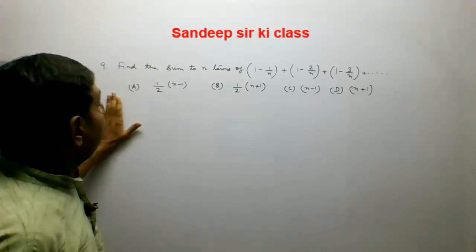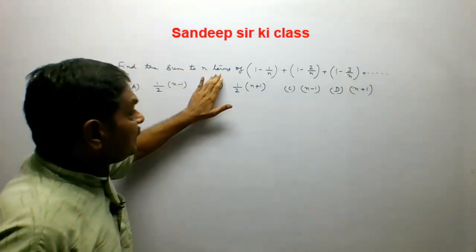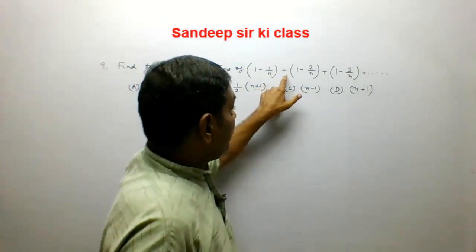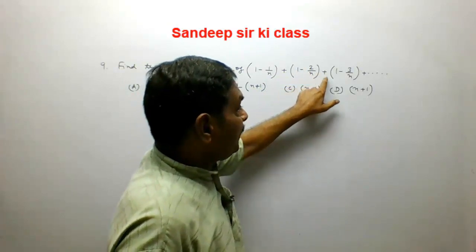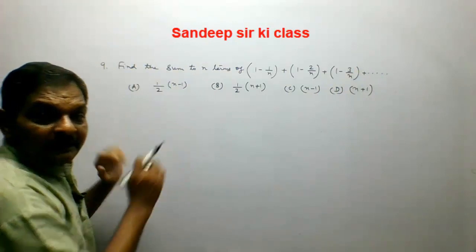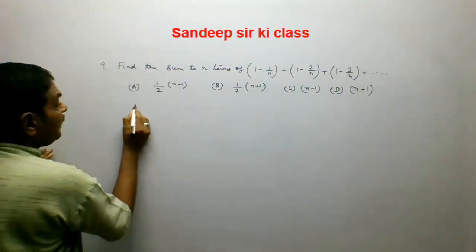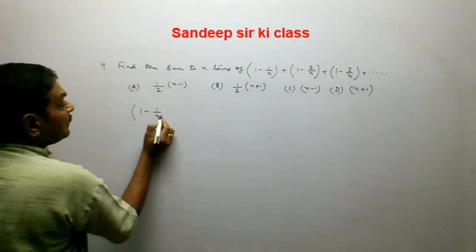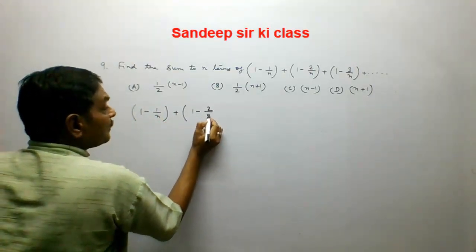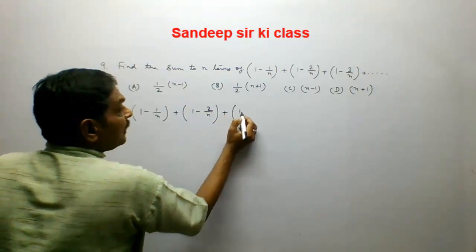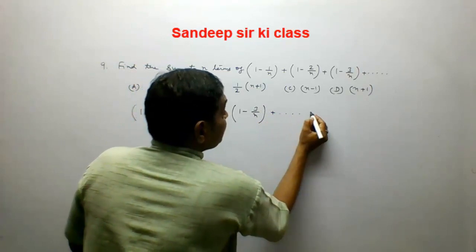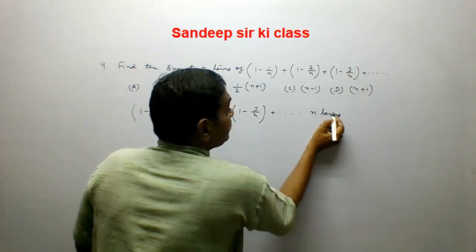Question number 9. Find the sum to n terms of a series given by 1 minus 1 upon n plus 1 minus 2 upon n plus 1 minus 3 upon n and so on. Four options are given to us. Now the series is 1 minus 1 upon n plus 1 minus 2 upon n plus 1 minus 3 upon n, and we want the sum to n terms.